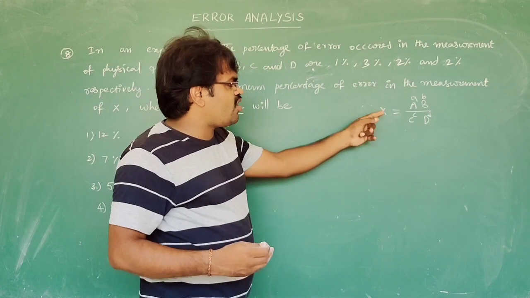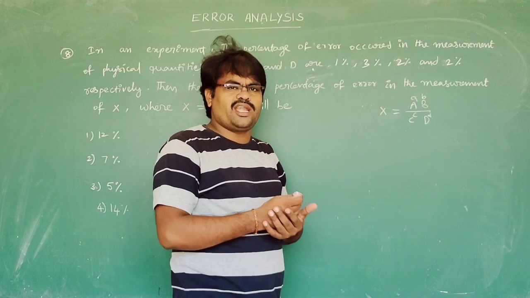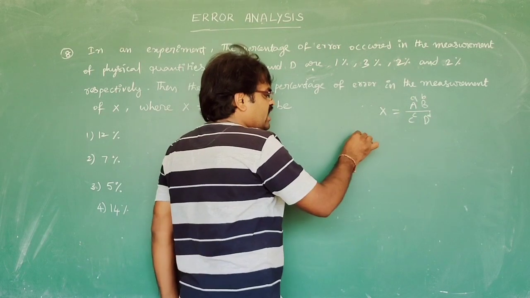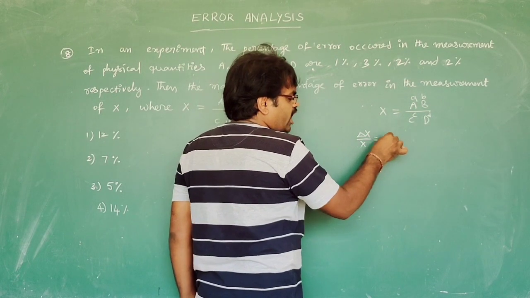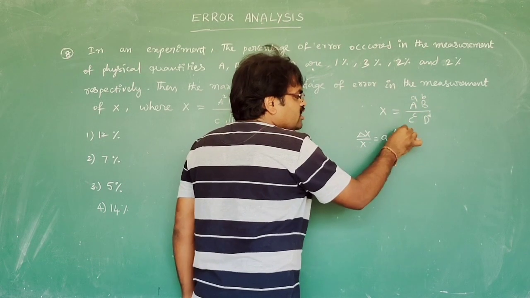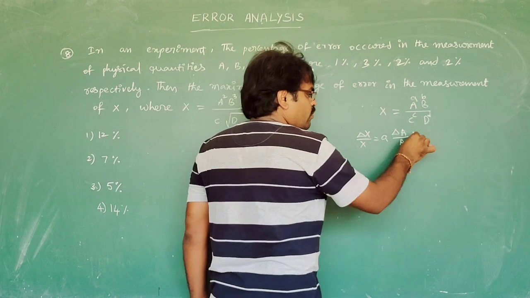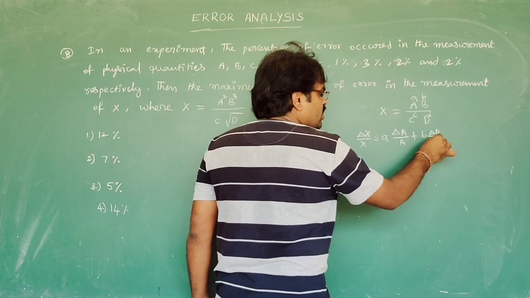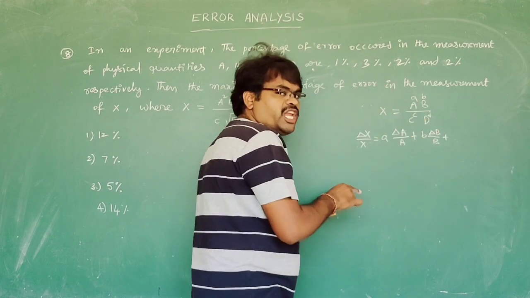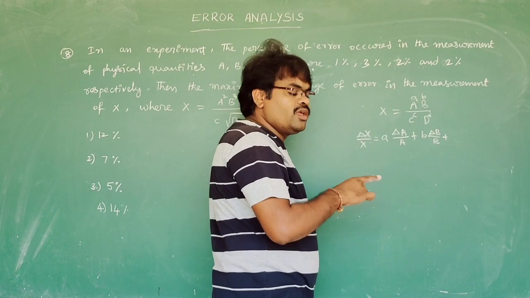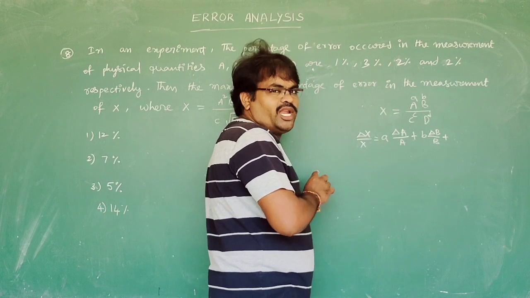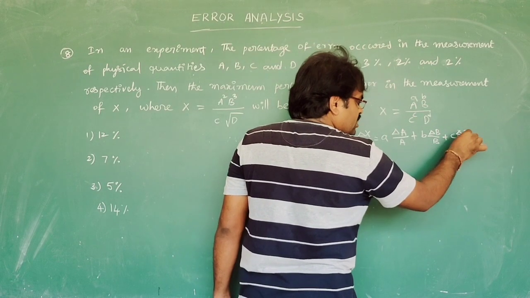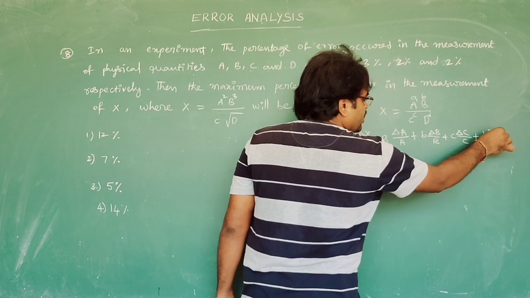Now the relative errors of a, b, c and d are delta a by a, delta b by b, delta c by c, like that. We can write that delta x by x is equal to a into the relative error of a, that is delta a by a, plus b into relative error of b, delta b by b, plus, it is in the denominator but we don't write minus. Why? Because we are calculating maximum percentage error. That's why c into delta c by c. Similarly d also, d into delta d by d.